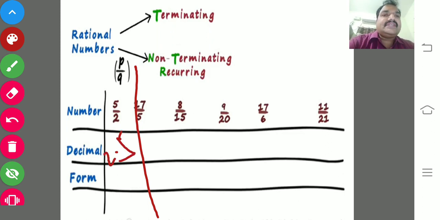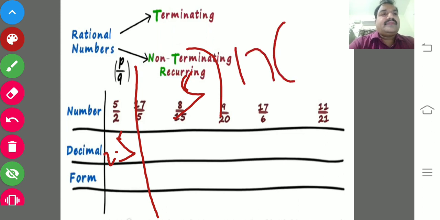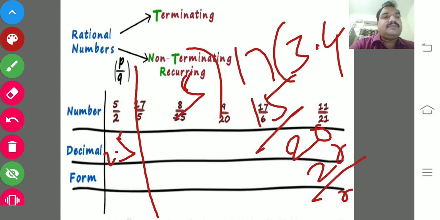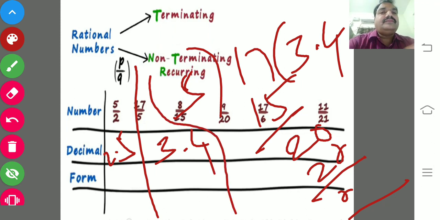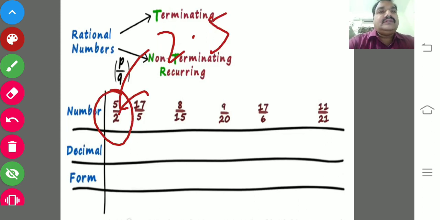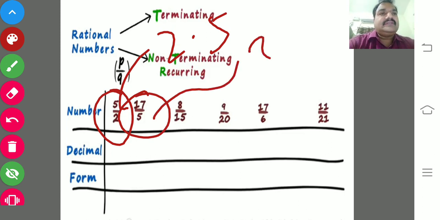Yes, the next question is 17 by 5. If you go with 17 by 5, 5 3s are 15, yes, 2, 0. 5 4s are 20. So 3.4. The second answer is 3.4. So the first answer is 2.5 and the second answer is 3.4.